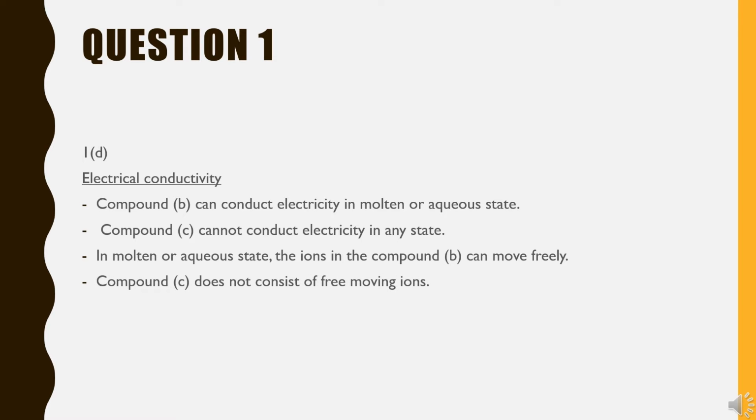In terms of electrical conductivity, compound B can conduct electricity in molten or aqueous state because of the free-moving ions. Compound C does not have free-moving ions, so it cannot conduct electricity in any state.